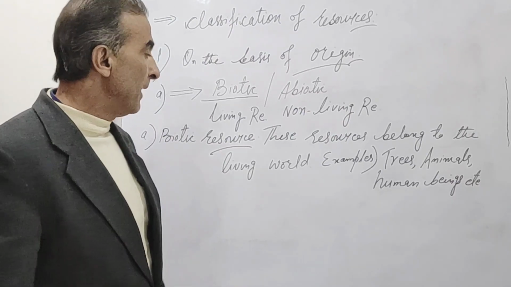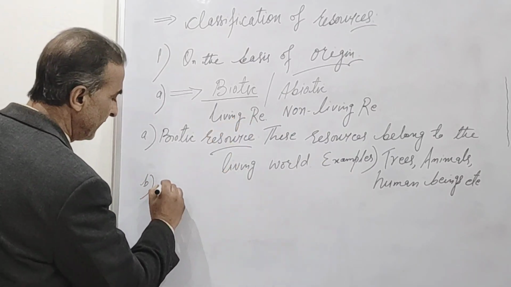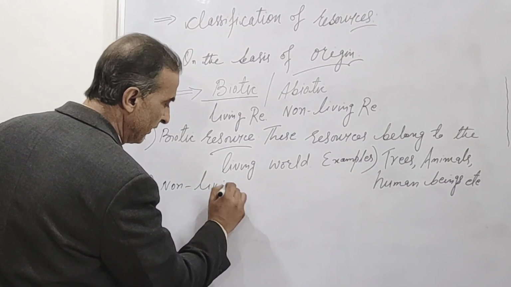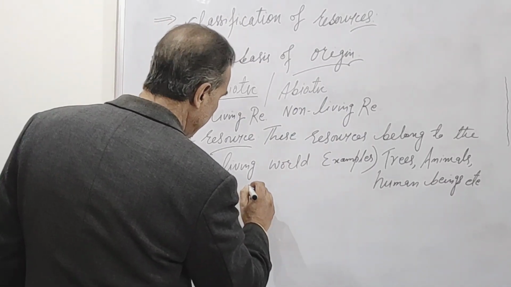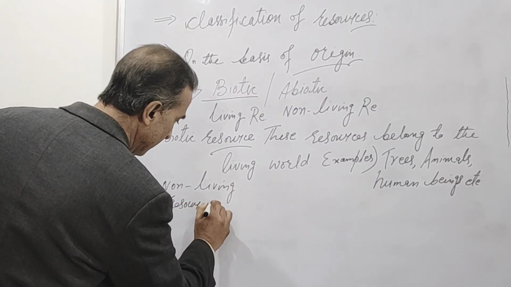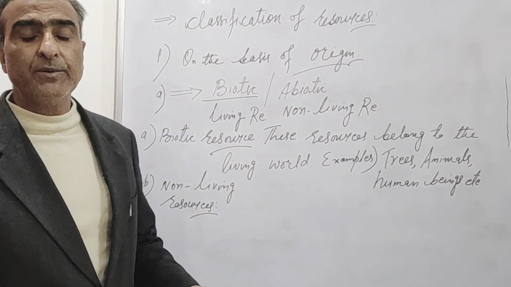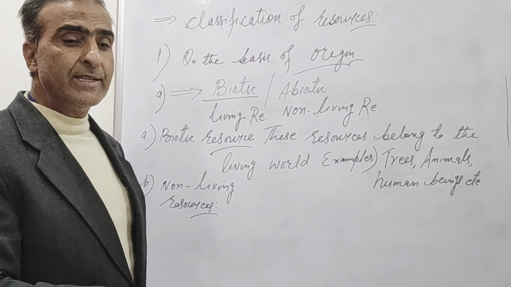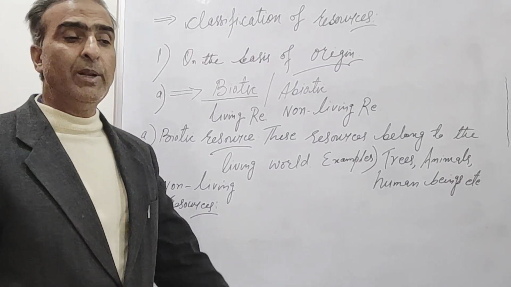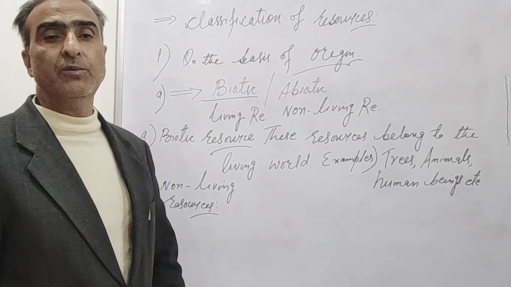Clear this thing? Now another one we have as B, non-living resources. What are these non-living resources? Simply the resources which do not have life. The resources present in the biosphere which do not have life. They belong to the non-living world. We can call them abiotic.